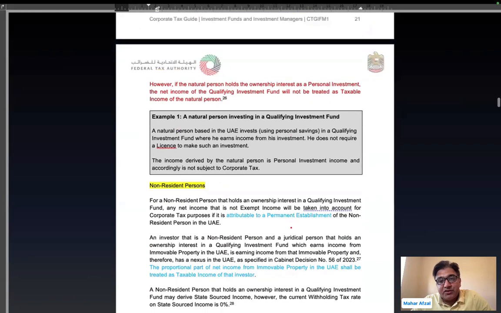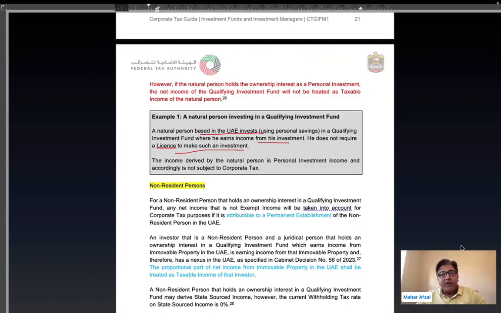You can go through this illustration, a very simple illustration. A natural person in the UAE invests using personal savings in a qualifying investment fund, where he earns income from his investment. A natural person investing from personal savings, income from the personal investment. It doesn't require a license to make such an investment. The income derived is the natural person's personal investment income. It will not be subject to tax. In our example we discussed, A will not be subject to tax. A is investing in his personal capacity and a license is not required.